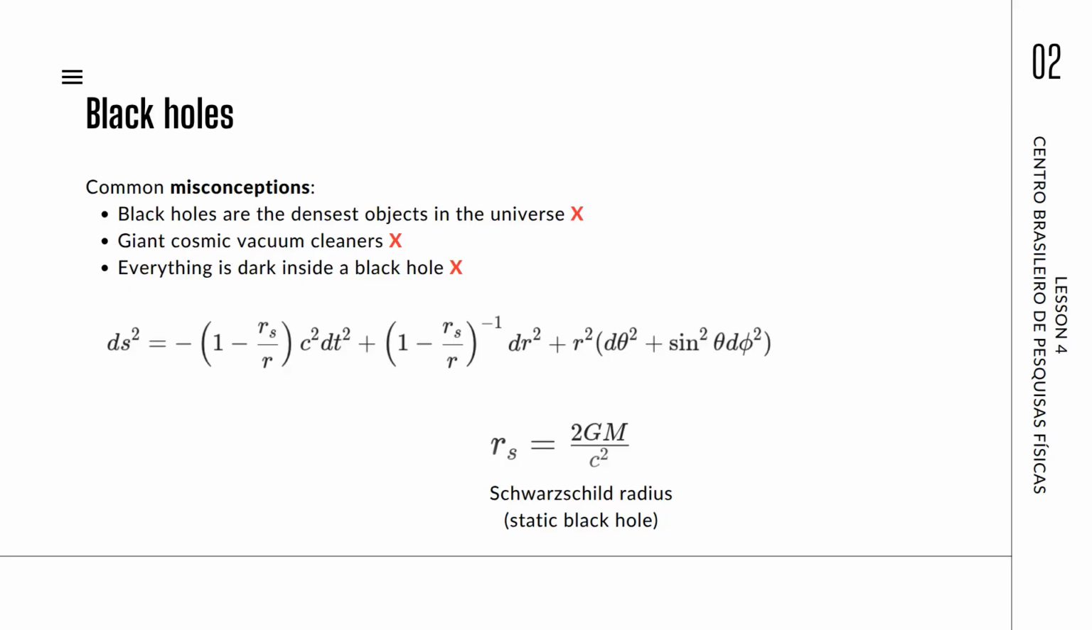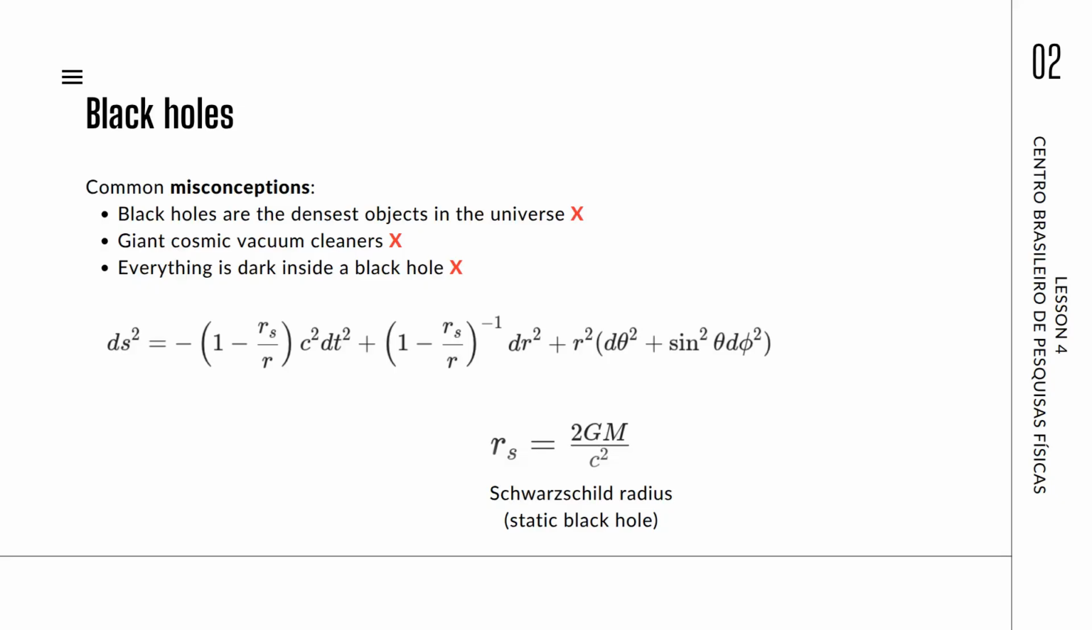Another misconception is that they are vacuum cleaners. The black holes are sucking everything. Everything will fall in the black hole, and this is not true. This is true if this particle or anything is very, very close to the black hole. We see this when we analyze the effective gravitational potential. But in general, if you are at a reasonable distance from the black hole, like hundreds of Schwarzschild radii away, the object will simply orbit the black hole normally.